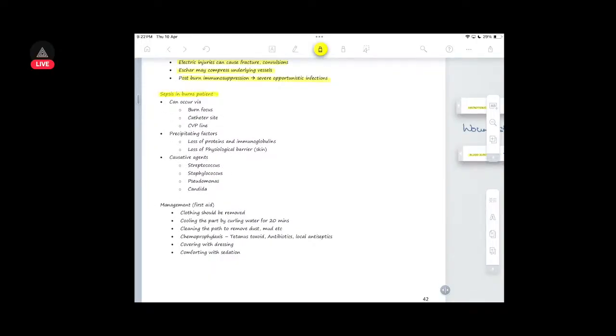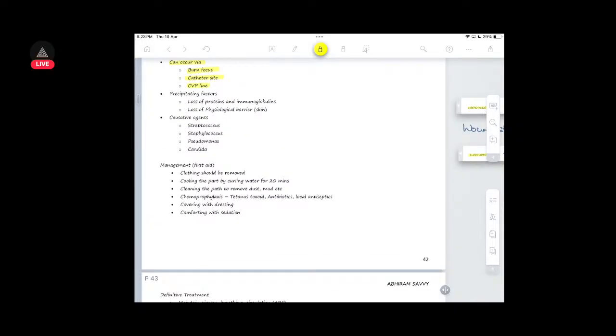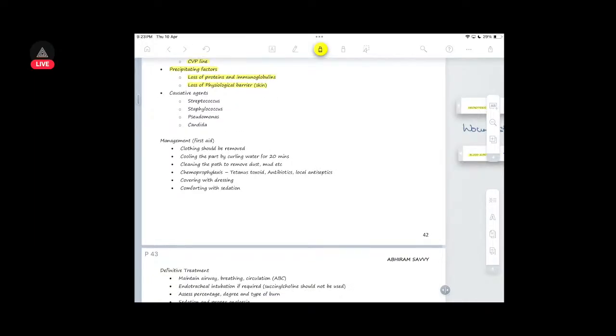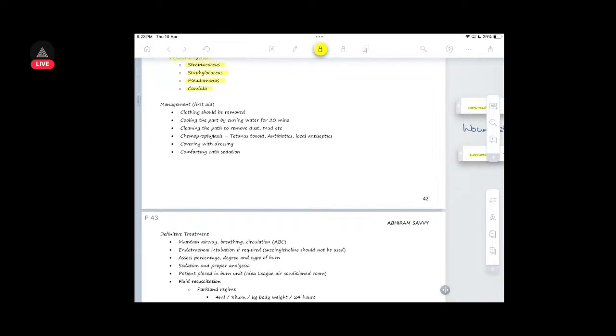Then we move on to sepsis in a burns patient. It can occur via burns forceps, catheter site, and central venous pressure line. Precipitating factors: you have loss of proteins and immunoglobulins, and loss of the physiological barrier, which is skin. Causative agents: you have streptococcus, staphylococcus, pseudomonas and candida.